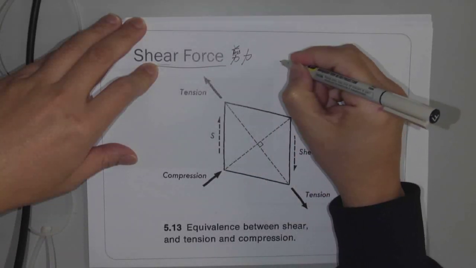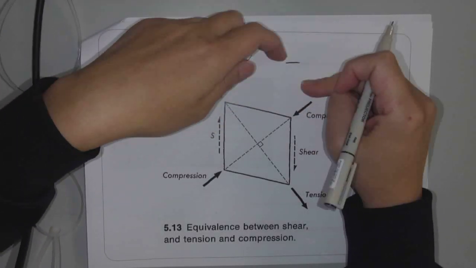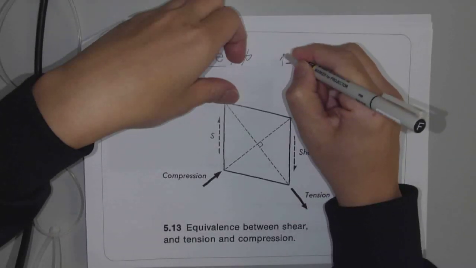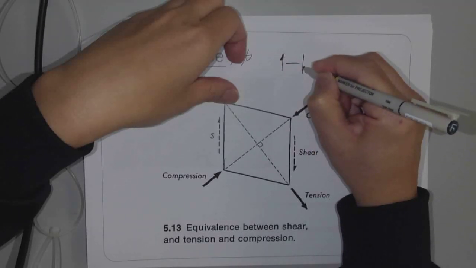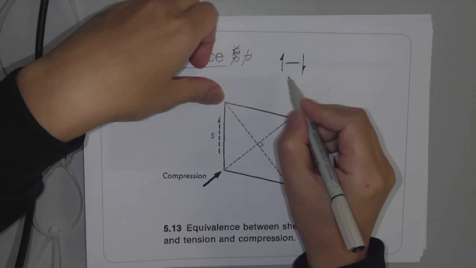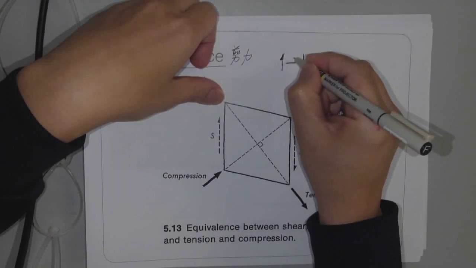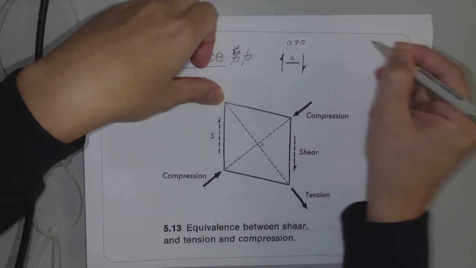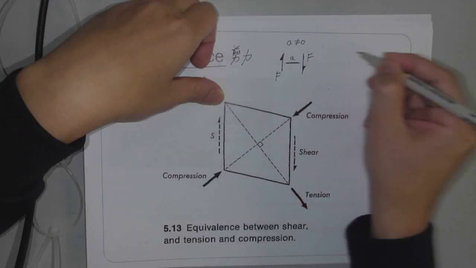You apply a pair of forces and they act in opposite direction at the same time. Opposite direction. So one going up, the other one going down, like this. And the distance between these two forces doesn't matter as long as it is not zero. So if the length of that thing is a, a definitely is not zero. And those two forces act in opposite direction.